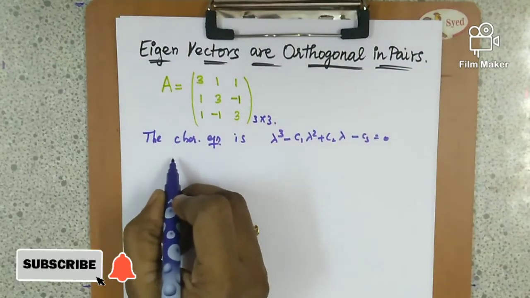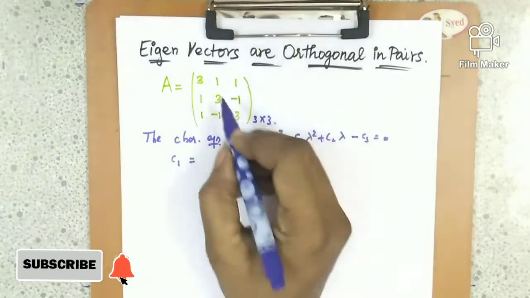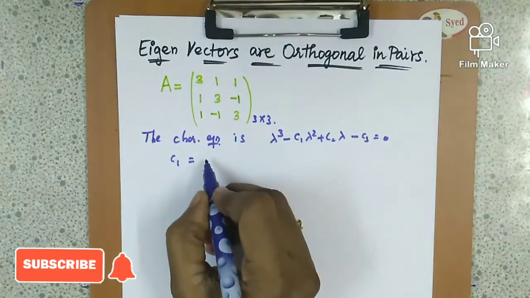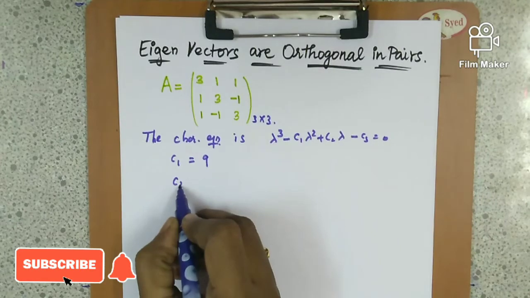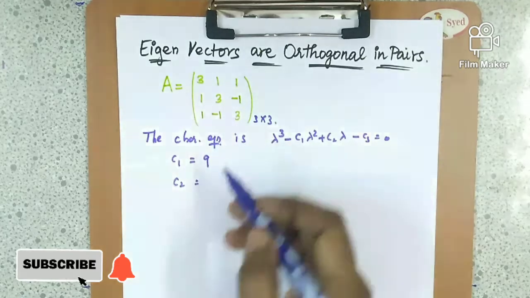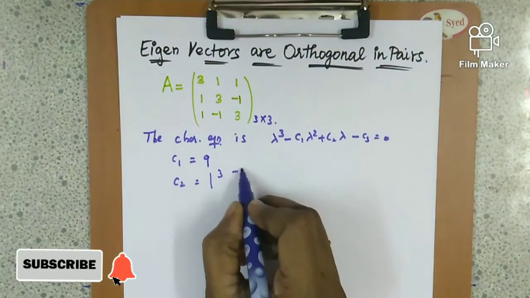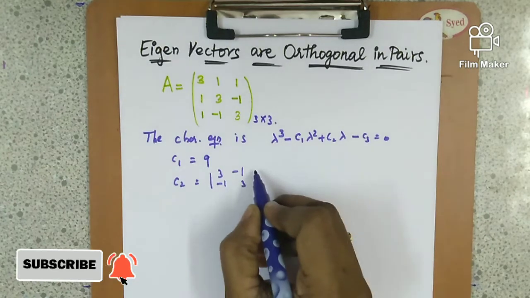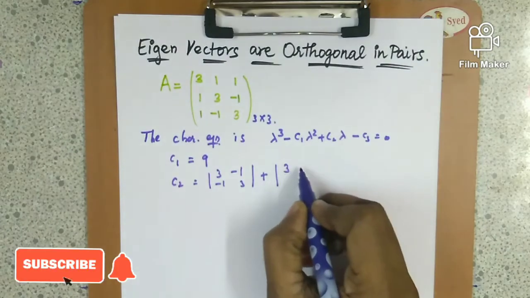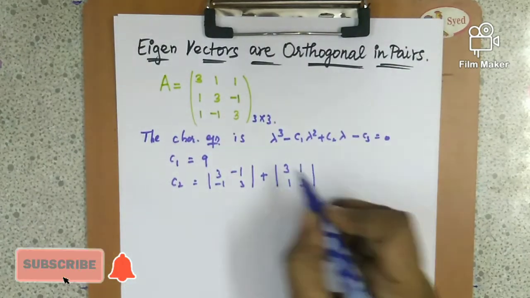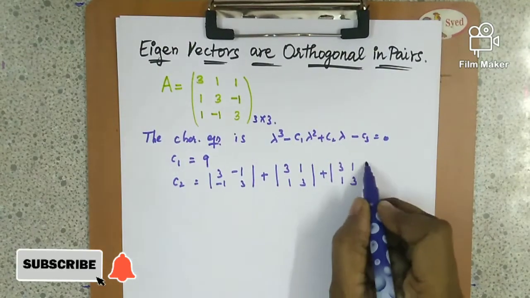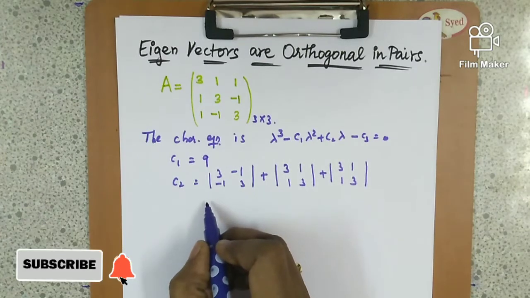C1 is the sum of the leading diagonal elements, so 3 plus 3 plus 3 is equal to 9. C2 is the sum of the minors of the leading diagonal elements. The first element is 3, so we take the first minor as [3, -1; -1, 3]. The next element is 3, so we take [3, 1; 1, 3]. The last element is 3, so the last minor is [3, 1; 1, 3]. The answer for C2 is 24.